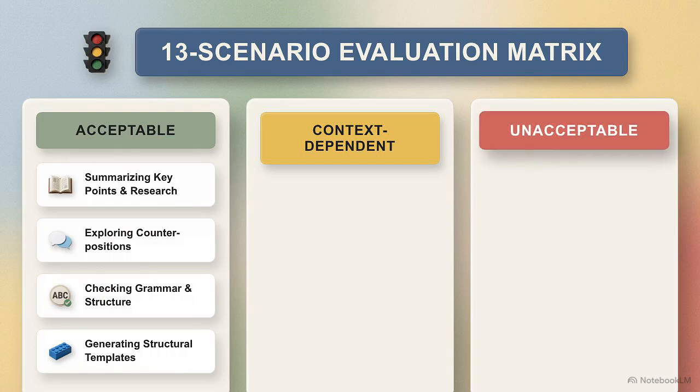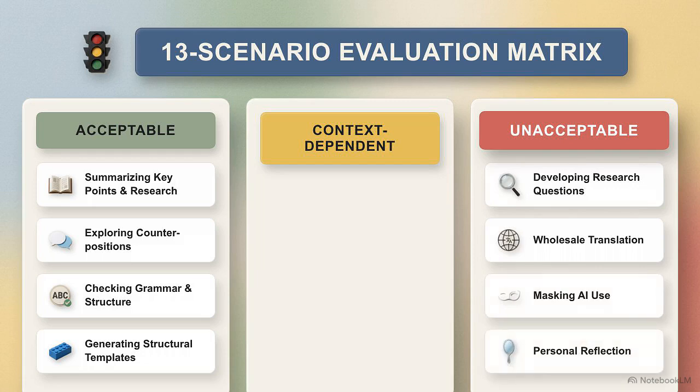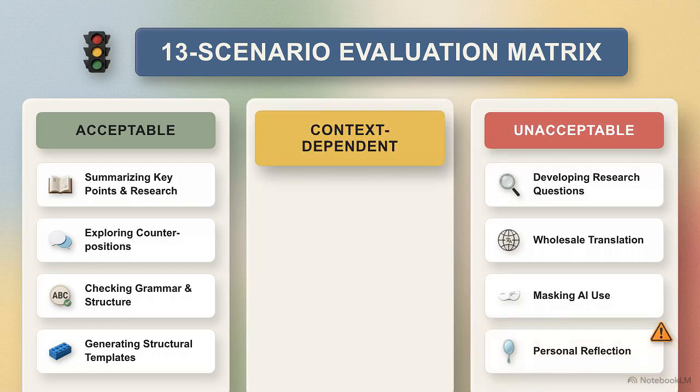The red tier covers unacceptable actions. Instructing AI to develop a research question without teacher input, translating an essay into another language for submission, or attempting to hide AI use entirely land here. Notice this specific red tier trap, asking AI to write a personal reflection. Authentic reflection requires an individual evaluation of one's own progress, a task that automated text cannot perform.